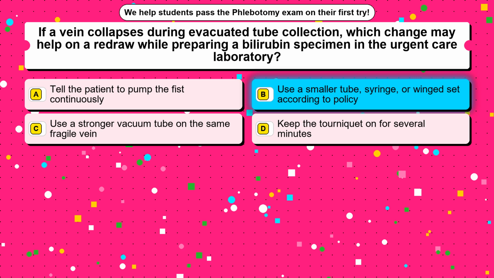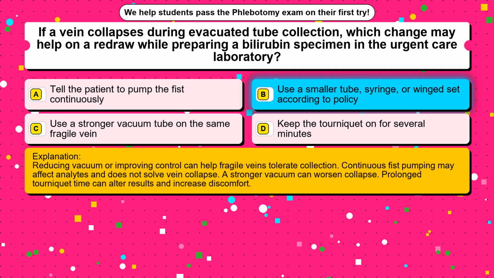The correct answer is option B. Use a smaller tube, syringe, or winged set according to policy. Reducing vacuum or improving control can help fragile veins tolerate collection. Continuous fist pumping may affect analytes and does not solve vein collapse. A stronger vacuum can worsen collapse. Prolonged tourniquet time can alter results and increase discomfort.